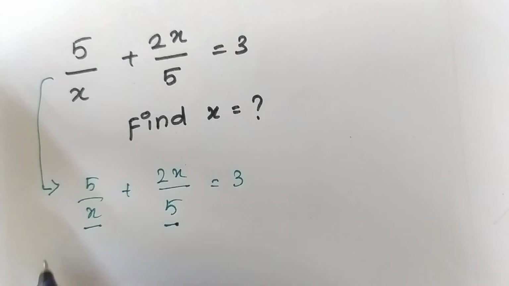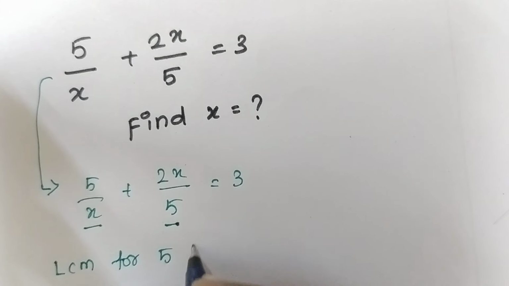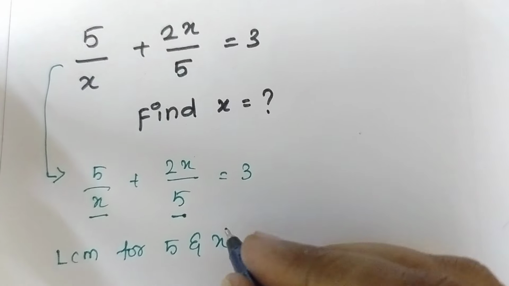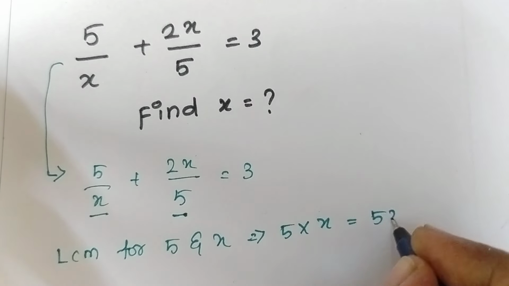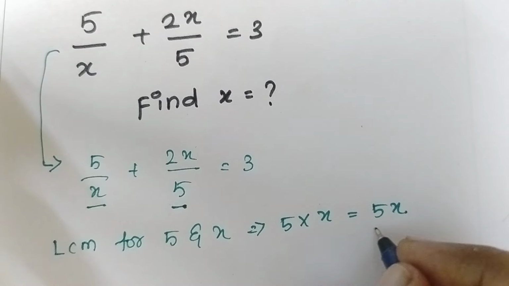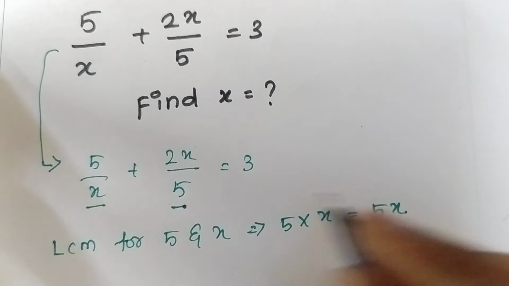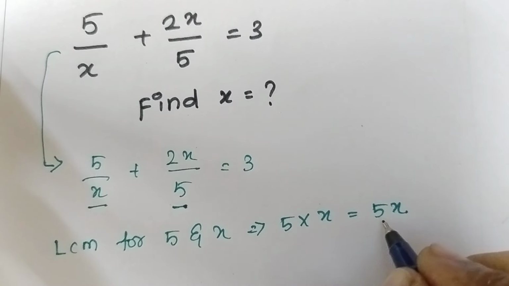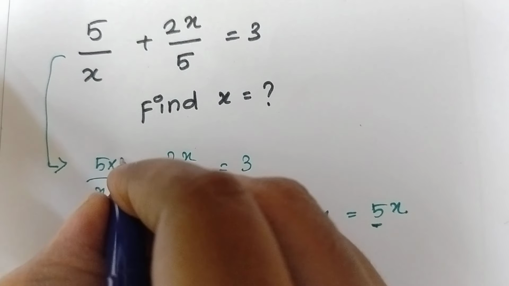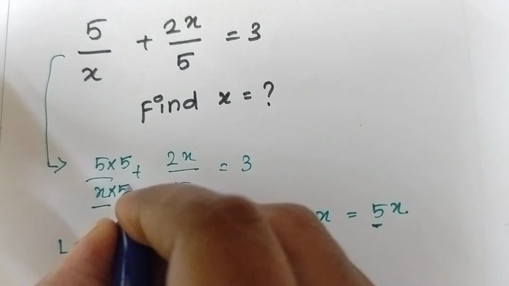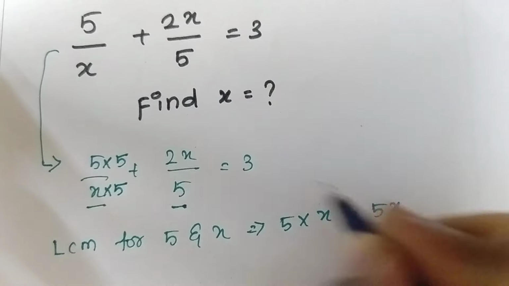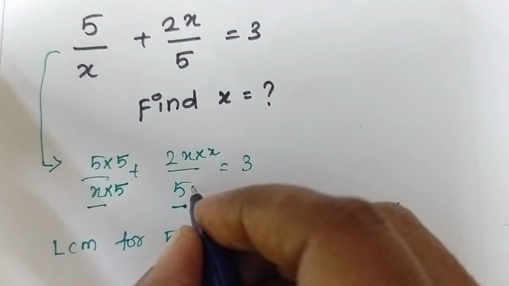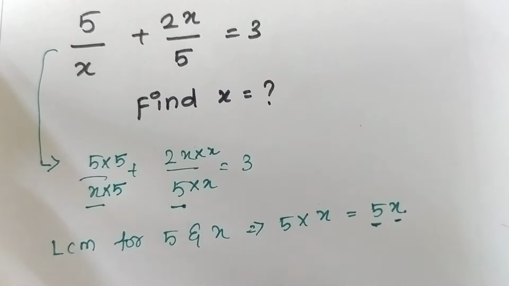So if we take the LCM for 5 and x, it is nothing but 5 into x, which is equal to 5x. So in order to get the denominator as 5x, here x is there, leftover is 5, so I am going to multiply 5 in the numerator as well as in the denominator. Similarly here 5 is there, missing is x, so I am going to multiply x in the numerator and x in the denominator.